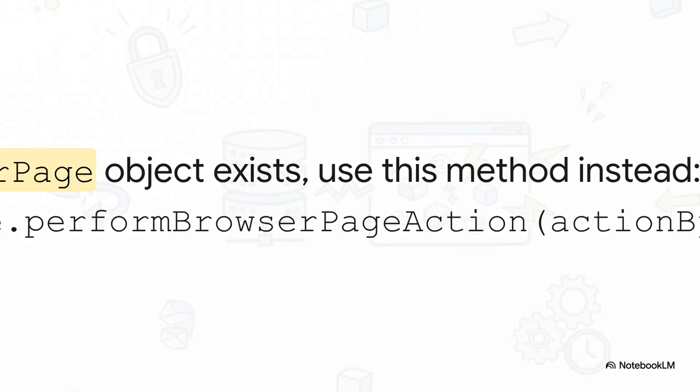Now, it's worth pointing out that if you are in a normal situation and you do have that browser page object, the framework gives you a more conventional way to do this: performBrowserPageAction. It gets the same job done through the standard object model. But it's that direct WebSocket push we just saw that's our real lifeline in those special failure scenarios.